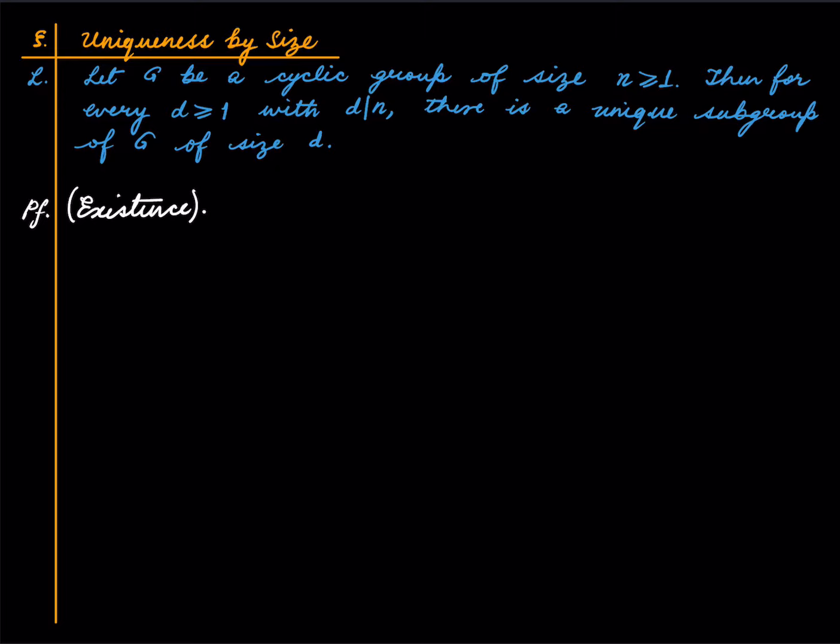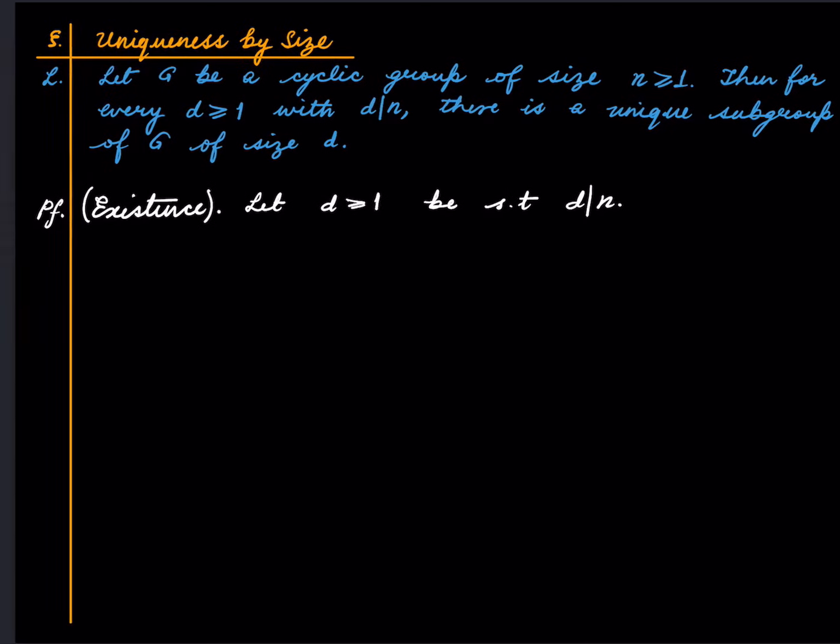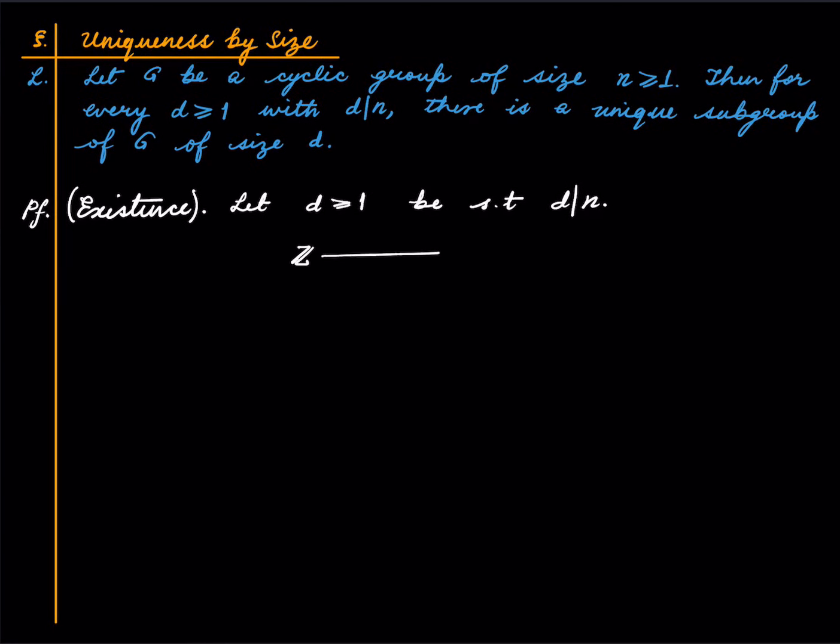Okay. So let d be a divisor of n, and we want to show that there exists a subgroup of size d sitting inside G. Since G is cyclic, there is a surjective group homomorphism phi from Z onto G. And the kernel of phi is what? The kernel of phi has to be equal to nZ.